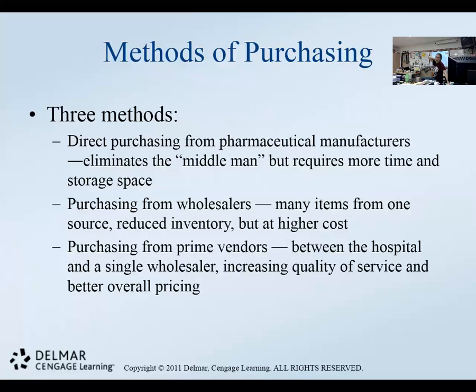So methods of purchasing, and you'll see some of this on your test too. But direct, like I said, is directly from the manufacturer. You can get it from a wholesaler, like a supply company that does lots of medications. And then purchasing from vendors between the hospital and a single wholesaler helps to specify. And you'll see that, especially in the hospital sometimes, they may not carry a medicine you take at home because they use a specific manufacturer, but they might carry one that works the same or is really similar, if that makes sense.